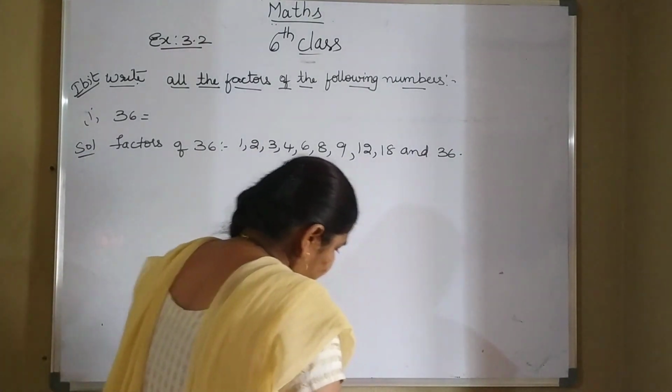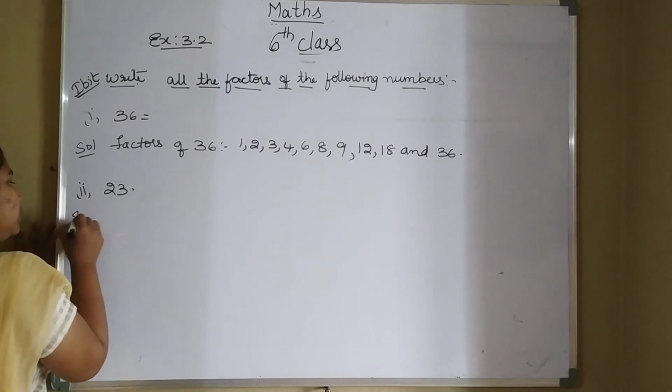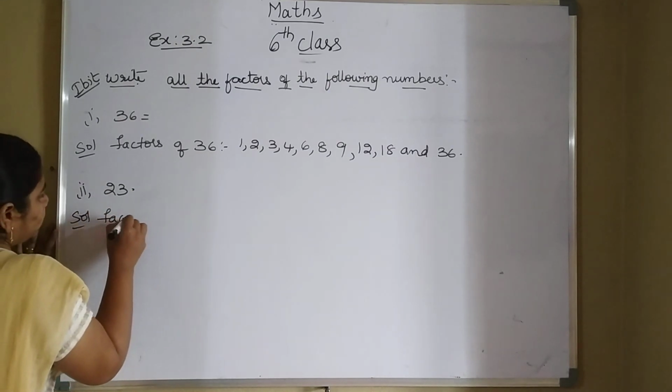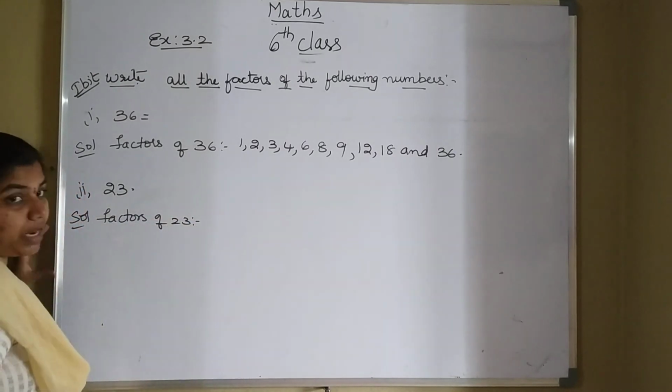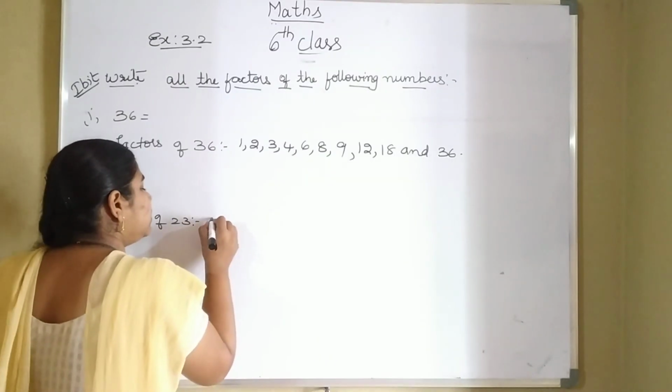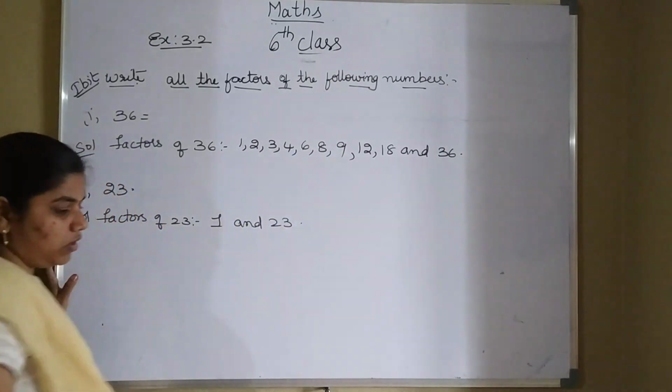Next is 23. So factors of 23. Here 23 is a prime number. So what are the factors? 1 and itself. Where is 23 itself? Okay.